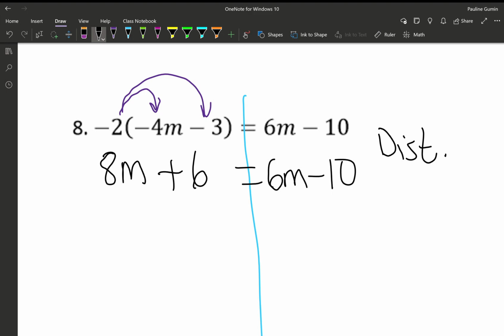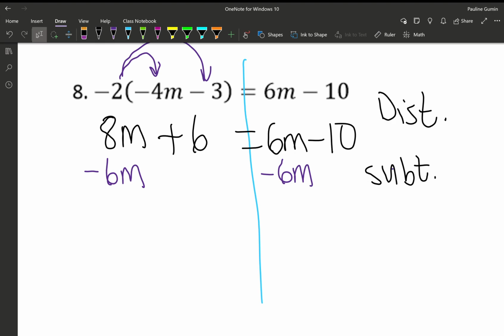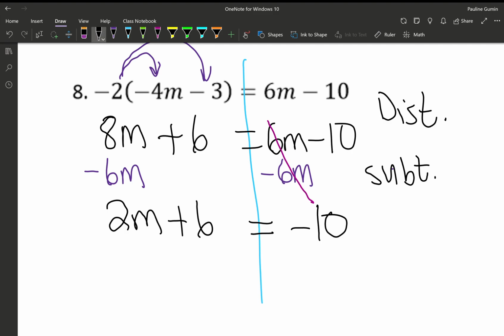Okay. My next favorite step to take, although I could take 3 others, is to move the letters smallest to the largest. So I'm going to take that 6M, subtract it from both sides, from the M's only though. 8M's minus 6M's is 2M's plus 6. The 6M's cancel, and we very carefully bring down the negative 10.